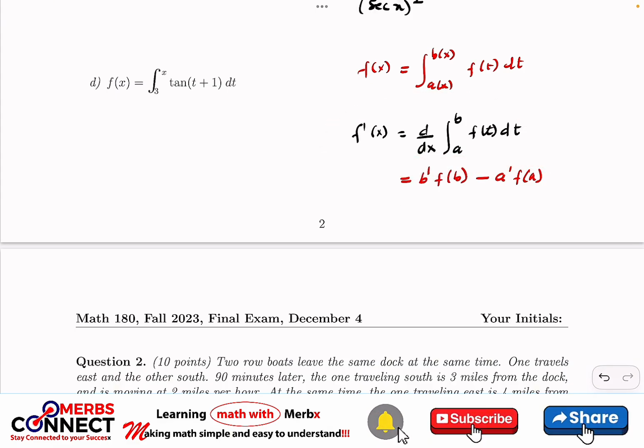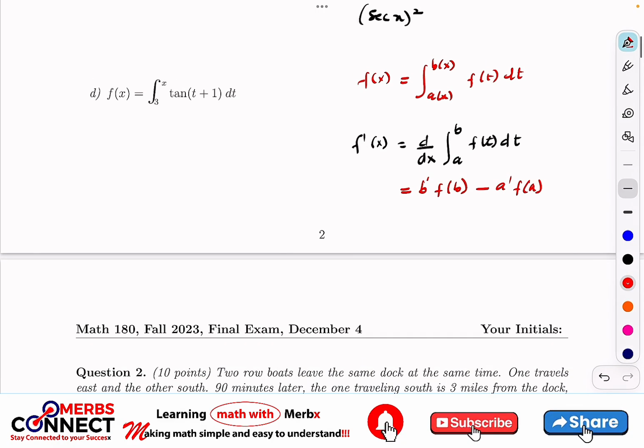It's very simple. How I tell my students is, you can think about it this way: plug in b inside the function minus plug in a inside the function. And when you are done, don't forget to differentiate what is inside to multiply, right? That's basically what is happening here. So b prime, a prime. Now let's apply this one here.